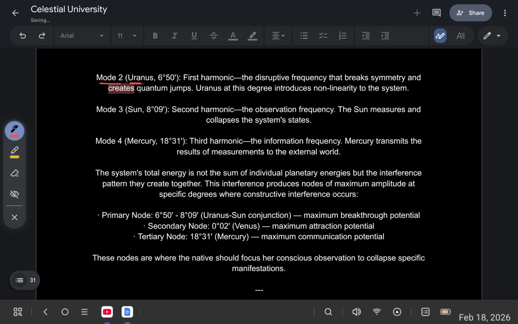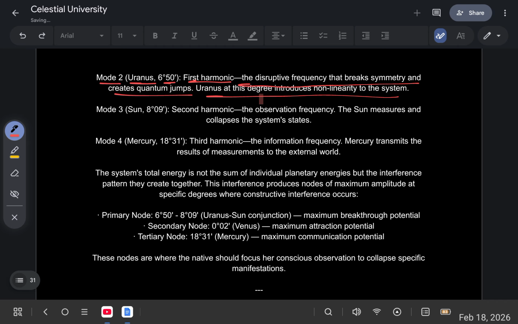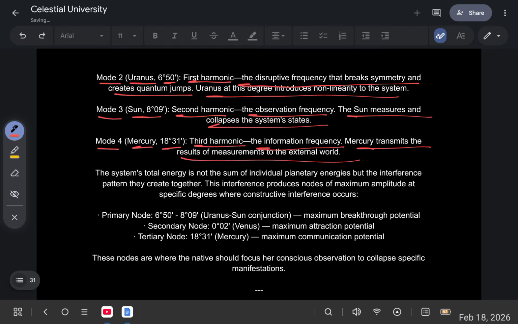Mode 2 is Uranus at 6 degrees 50, and that's the first harmonic, the disruptive frequency that breaks symmetry and creates quantum jumps. Uranus at this degree introduces nonlinearity to the system. Mode 3, Sun at 8 degrees 09, second harmonic, the observation frequency: the Sun measures and collapses the system states. Mode 4 is Mercury at 18 degrees 31, third harmonic. The information frequency: Mercury transmits the results of measurements to the external world.